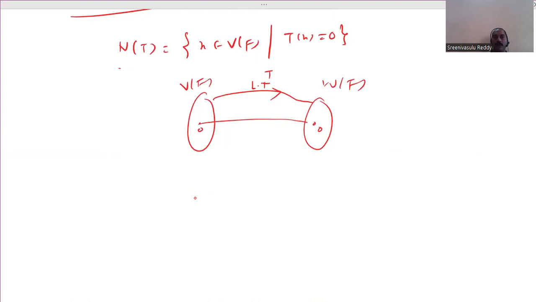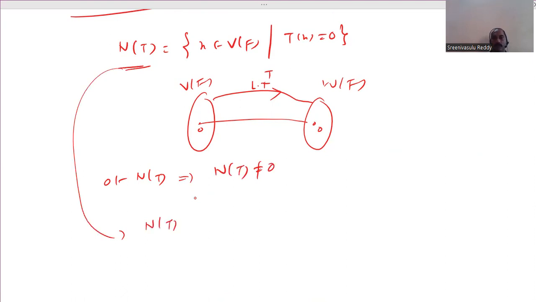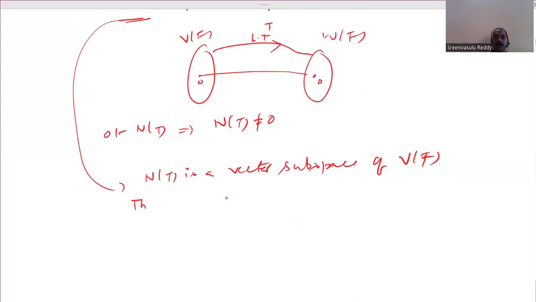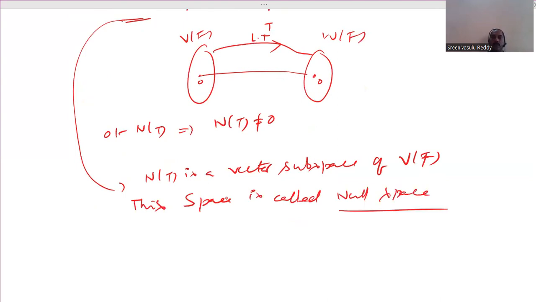So it is a non-empty set, first of all. Clearly 0 belongs to N of T. That implies N of T is a non-empty set, and it is a vector subspace. N of T is a vector subspace of the domain space V. This space is called the null space.